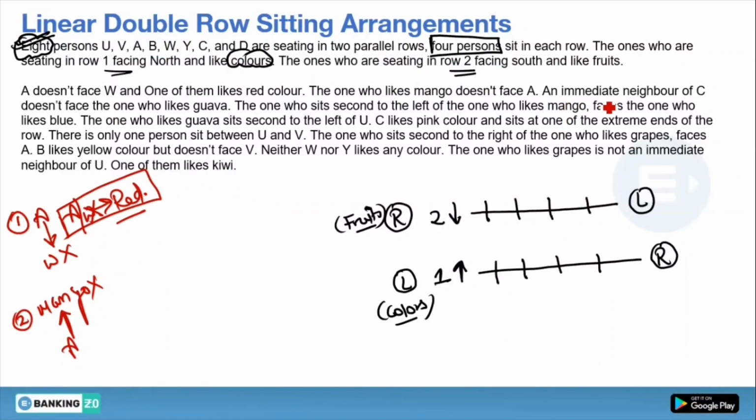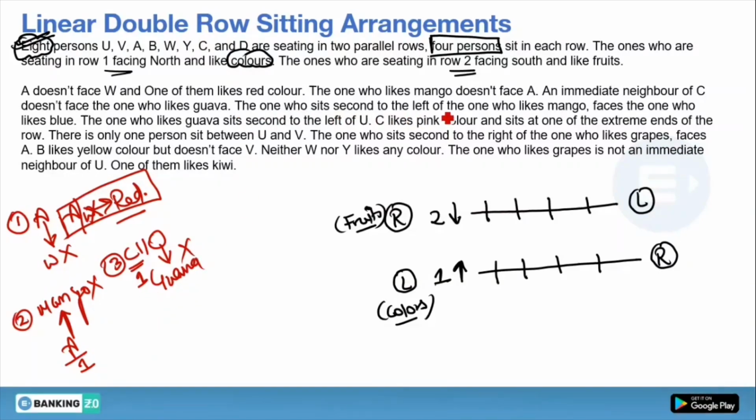Now, an immediate neighbor of C does not face the one who likes guava. This is our third hint. It simply means that C will also come in row number 1, as we determined about A. The same thing will be applied for C also.